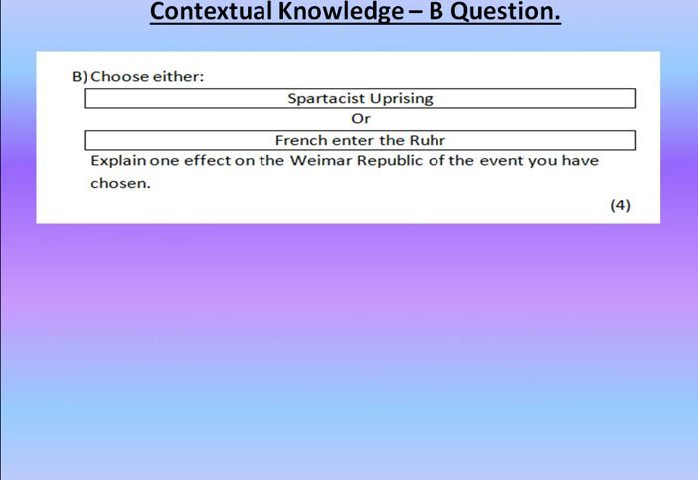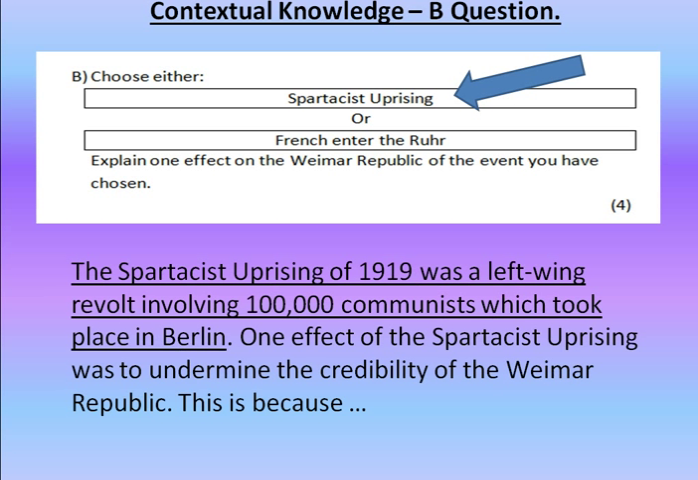That's your contextual knowledge. So an example of how to apply this. For the B question, the 4 mark, we're going to choose to go for the Spartacist uprising. Here's an example. The contextual knowledge is underlined. It says the Spartacist uprising of 1919 was a left-wing revolt involving 100,000 communists which took place in Berlin.